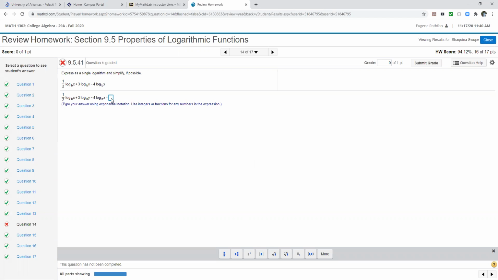Let me just write this real quick. Okay, so what was your answer? You should have a log base b of y to the third on top. And then it looks like you should have, so that was 4 minus a half.